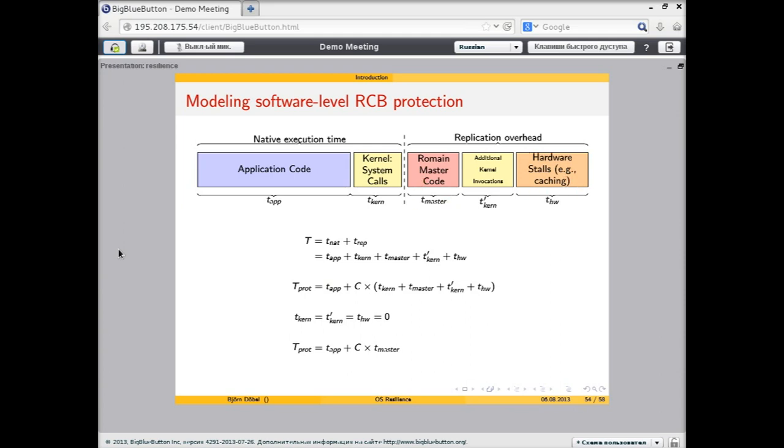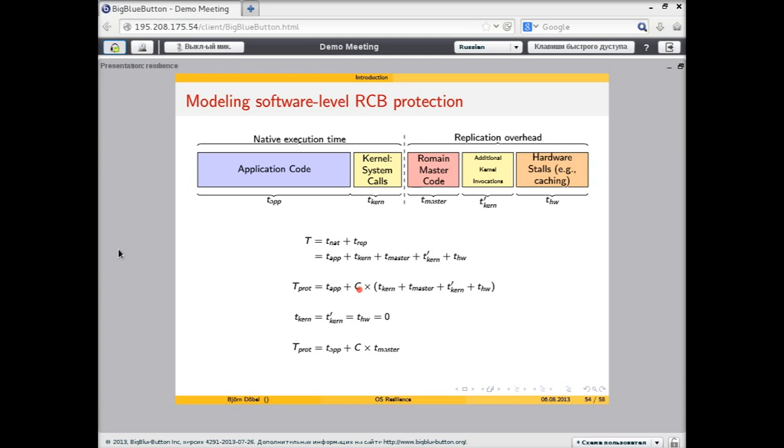So we need to take the time spent in the last four parts of replicated execution and multiply them with some constant factor, which comes from the compiler level technique which we use. This is the overhead that comes from compiler level protection.